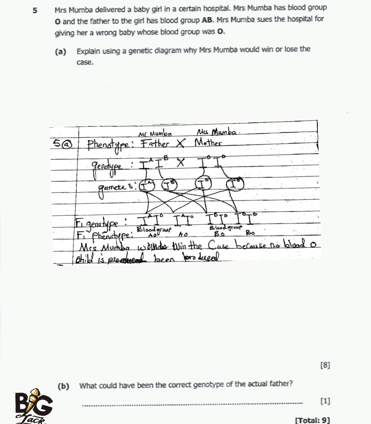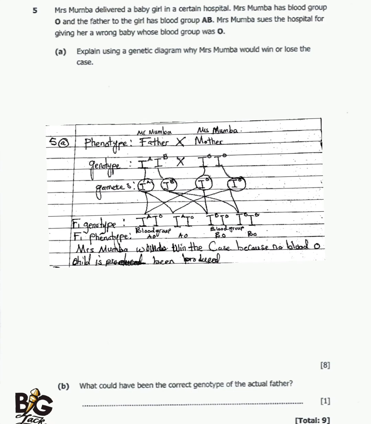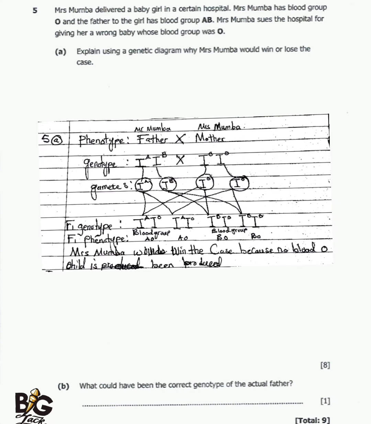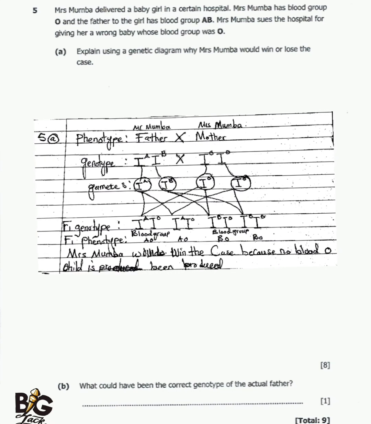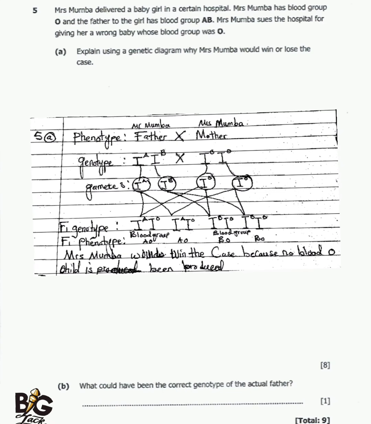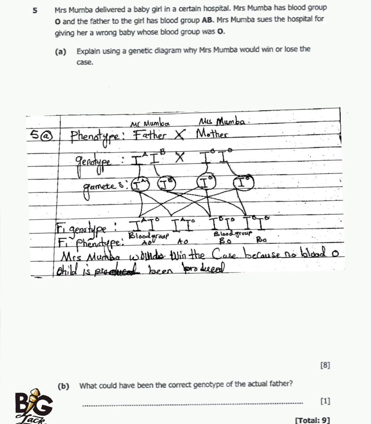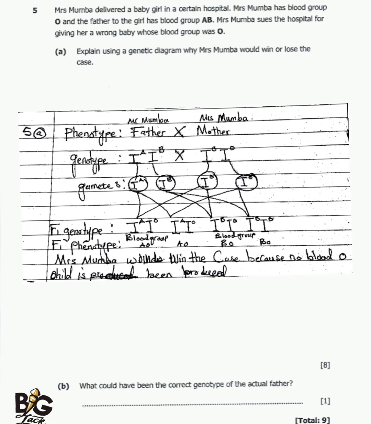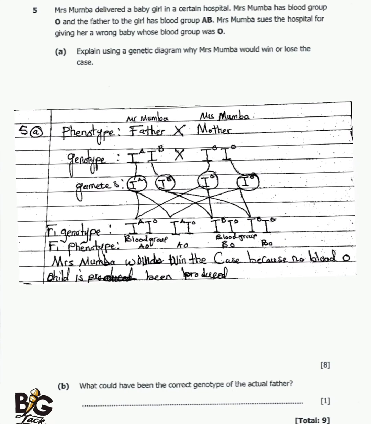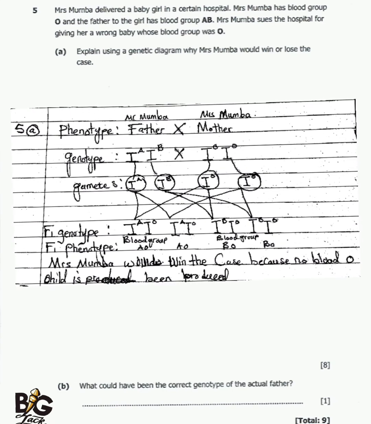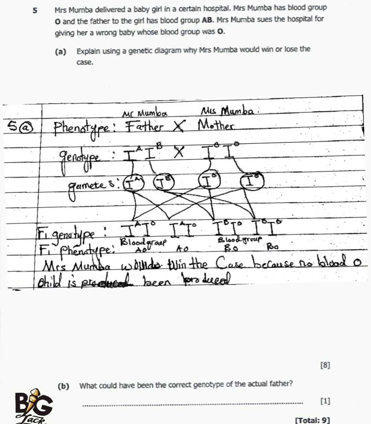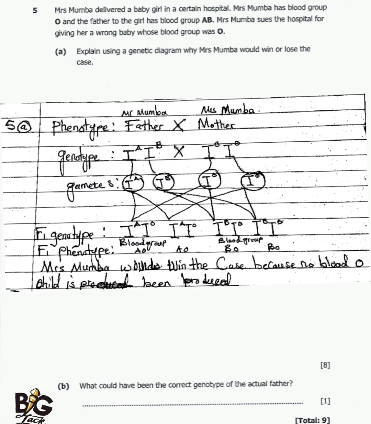Then followed by the genetic composition, which is the genotype. On the genotype, we represent it by using alleles. And blood groups are represented by a special allele, which is capital letter I. You put to the power the type of blood group that you are talking about. So in this case, they are saying the father, Mr. Mumba, has blood group AB. So I'm going to say capital letter I to the power A, capital letter I to the power B. That is the blood group of Mr. Mumba, the father.